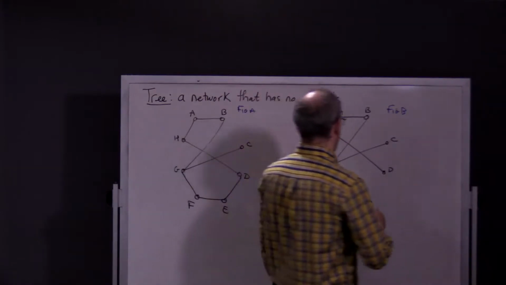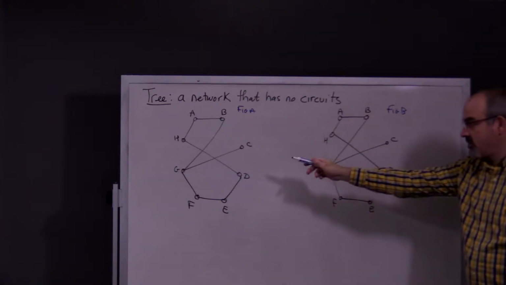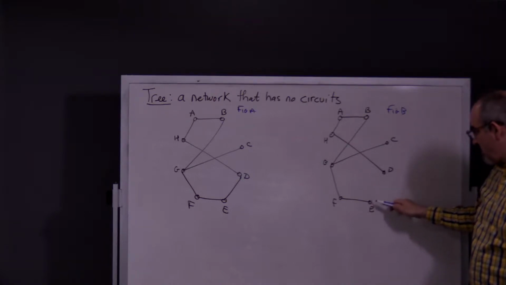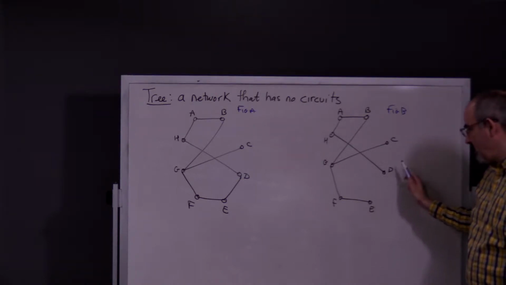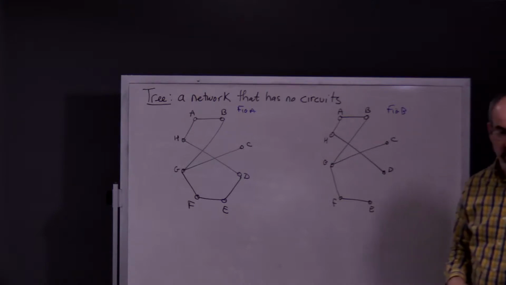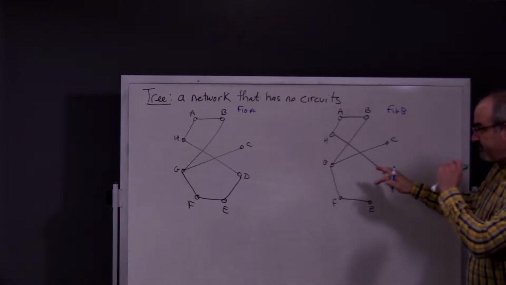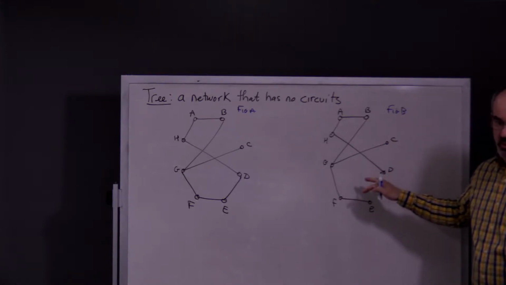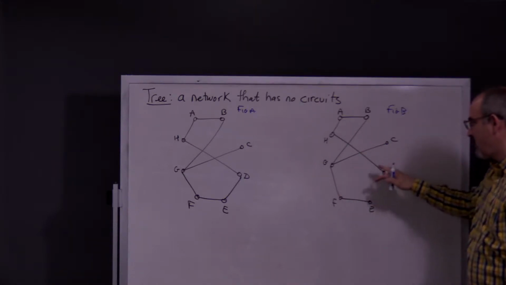So that is not a tree. This one over here, however, because we took away this one edge from E to D, it's no longer a circuit. So this is still a connected graph, so it's a network, but it doesn't have any circuits.